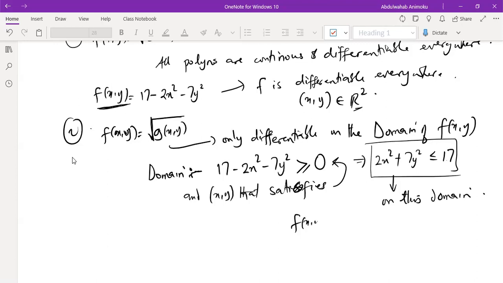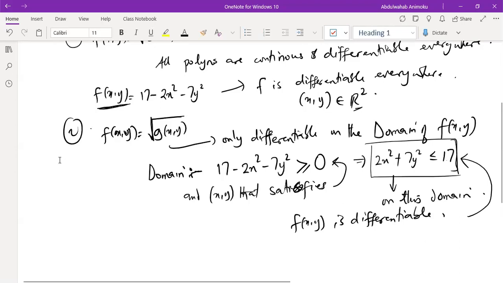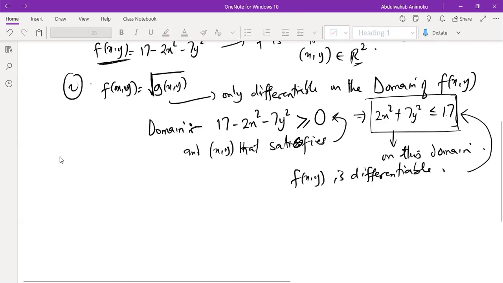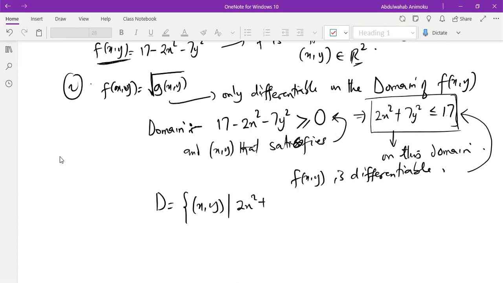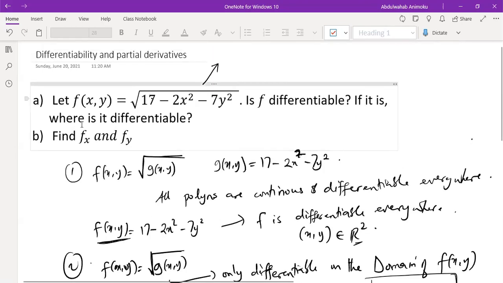So on this domain, f of xy is differentiable. f is differentiable only on this domain, where xy satisfies that condition. Let me write the domain properly: any xy such that 2x squared plus 7y squared is less than or equal to 17. This is the equation of an ellipse, so you can draw the region where this function is differentiable. That's basically the answer to part A of the problem.